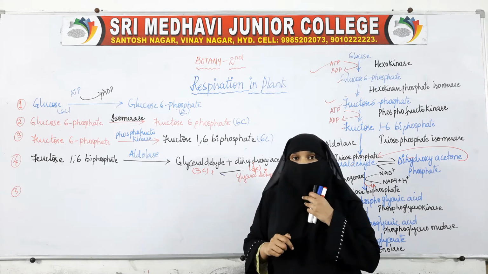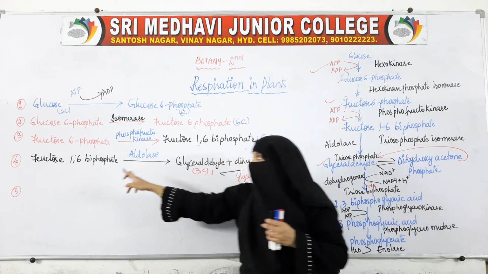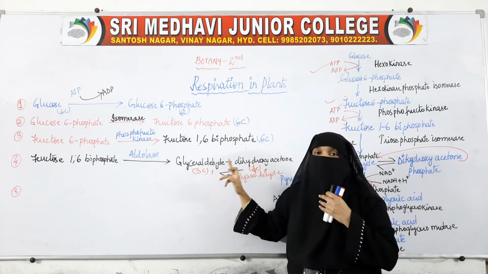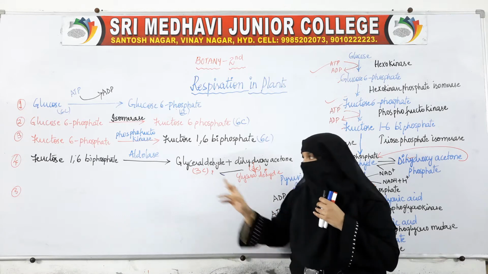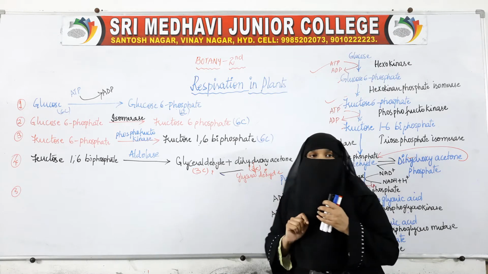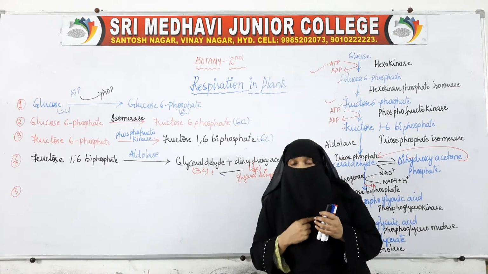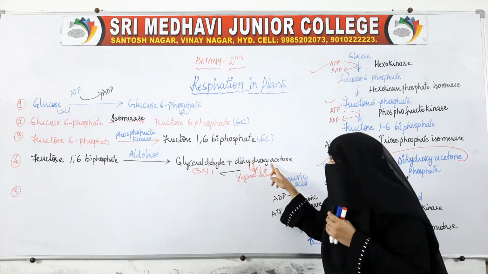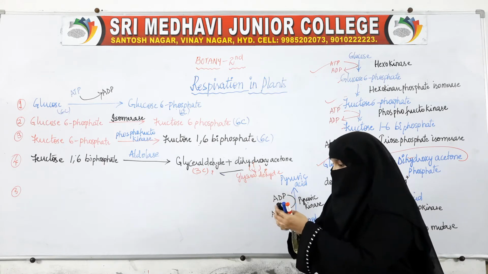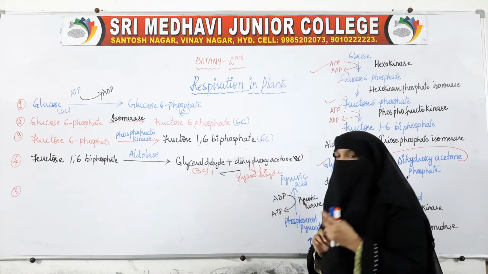Now in the next reaction, the 6-carbon compound, that is fructose 1,6-biphosphate, has broken down into 2 molecules of 3-carbon atoms each. So those 2 molecules are glyceraldehyde and dihydroxyacetone. So this is the 4th reaction. Now in the 5th reaction, this dihydroxyacetone, a 3-carbon compound, is further changed to glyceraldehyde.